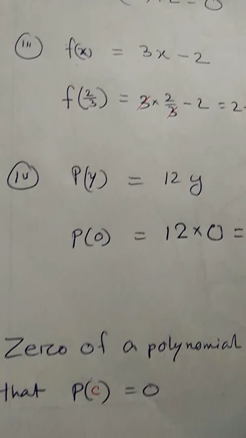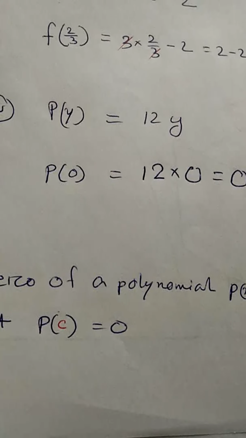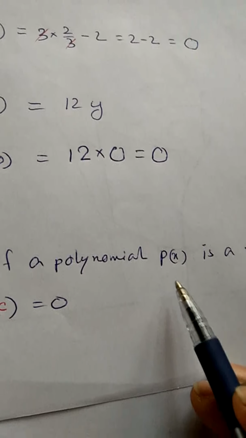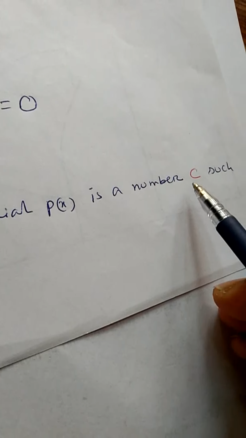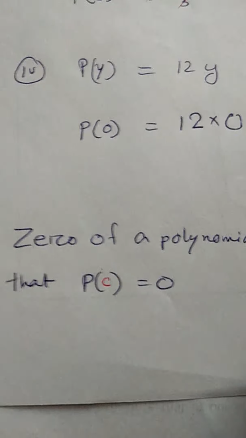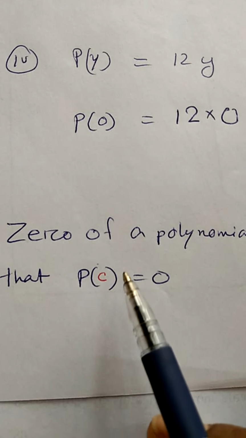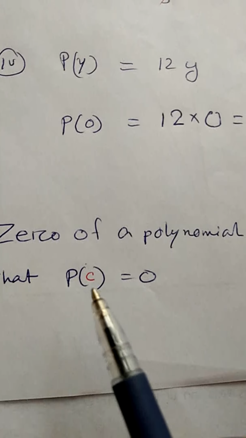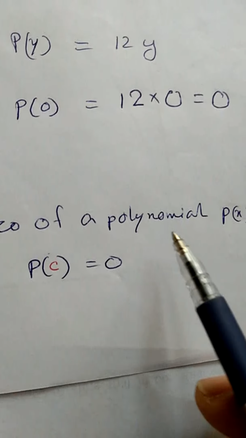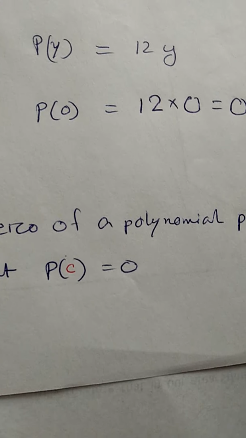So here we have written the definition: a zero of a polynomial p(x) is a number c such that p(c) = 0. So for this number c, the whole polynomial becomes 0, and then this c is known as a zero of that particular polynomial p(x).